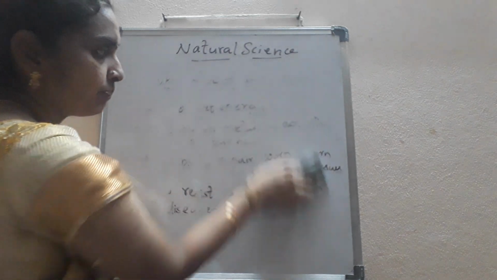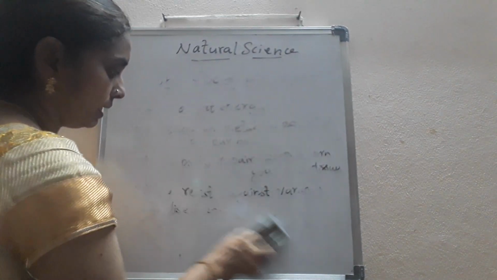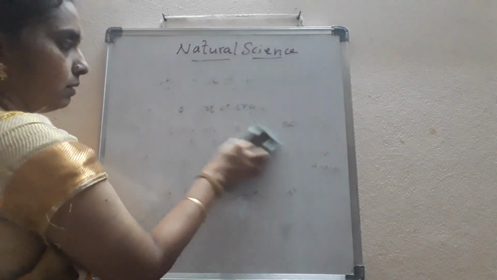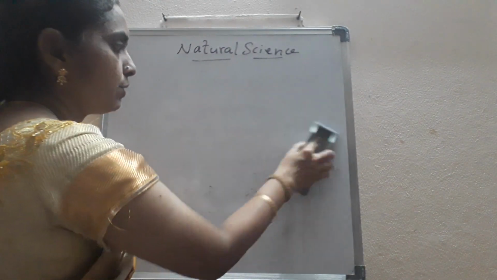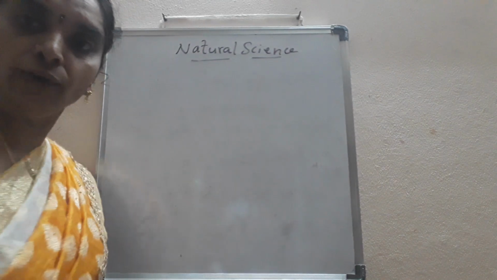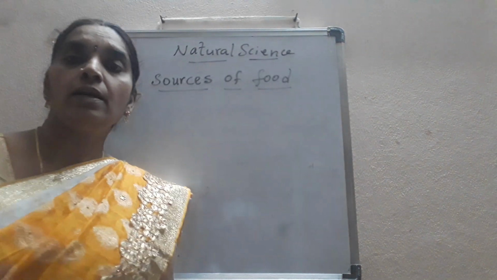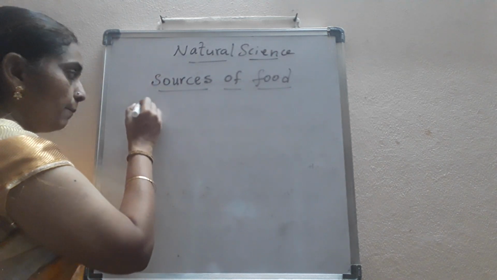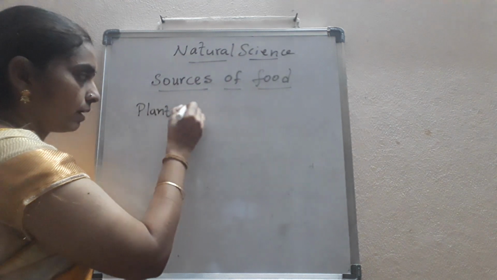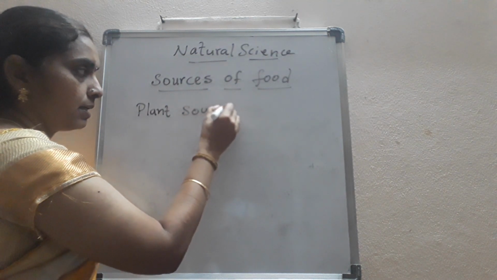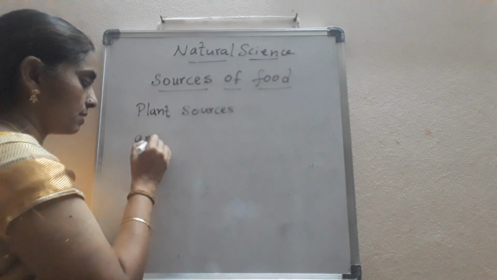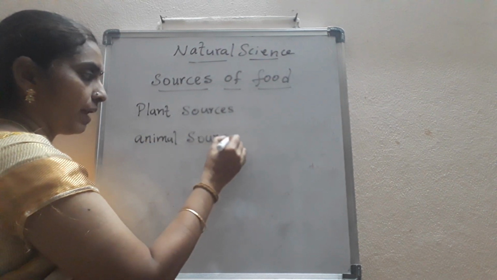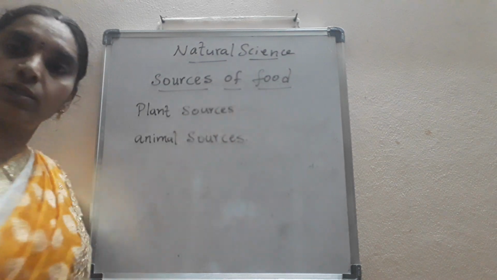So what are the sources of food? That is the next topic that you are going to learn now. The next topic is the sources of food. What are the different sources of food, children? They are plant sources and animal sources.